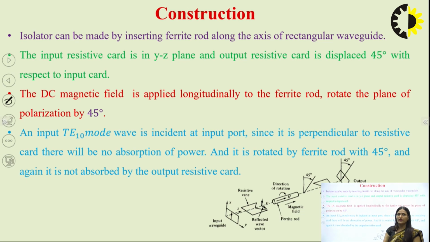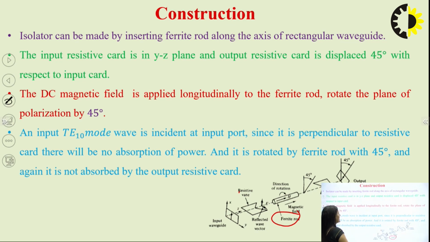So now we will first discuss the construction of the isolator. See here, this is the internal diagram of the isolator, how it will behave. So this is your input waveguide. After that, one resistive vane, or we can say resistive card, is placed after this waveguide. After that, one ferrite rod is used here. After that, again one resistive card is placed here, and this is your output waveguide. Then how and at which angle are these used?